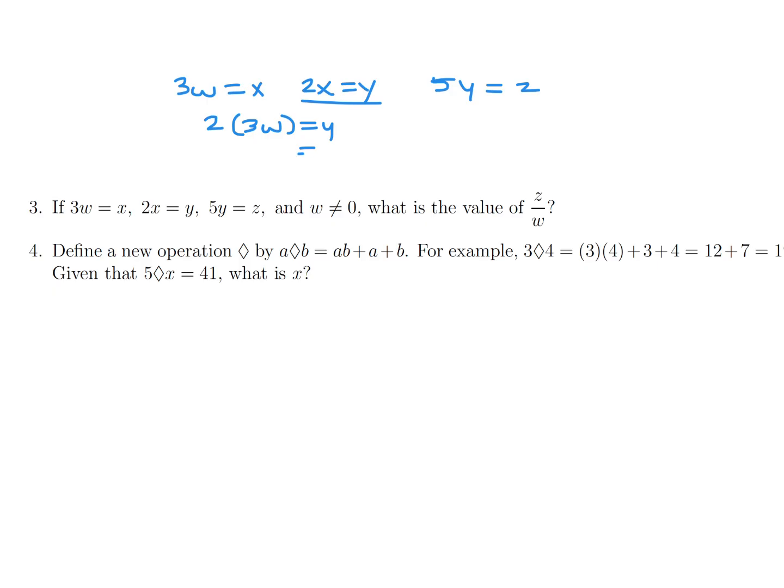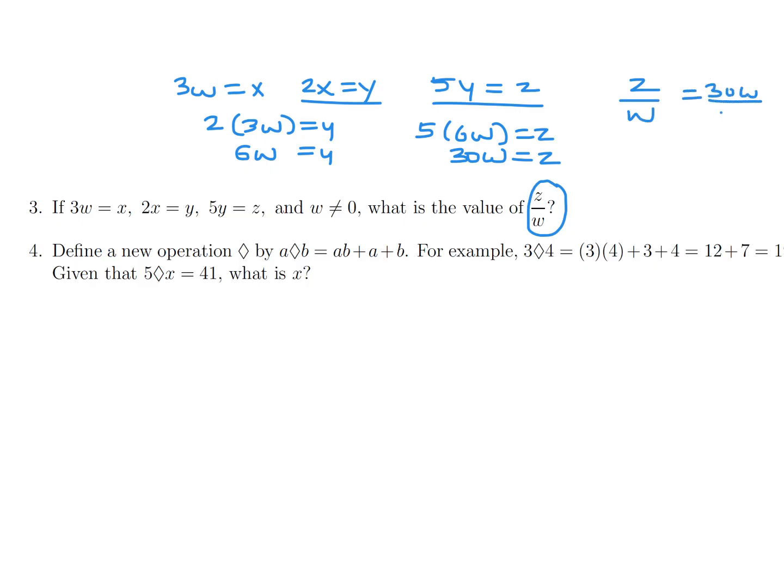So that means y is equal to 6w, correct? And then on this side, we got 5y. Well, y is 6w, so z is equal to 30w. And then coming back to this, z over w, therefore, would be 30w over w, and therefore that is just 30.